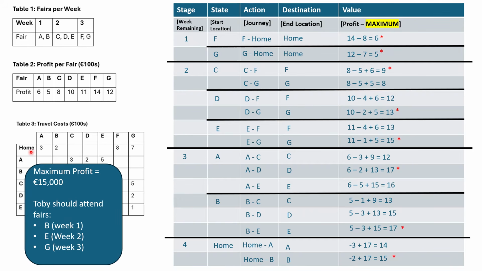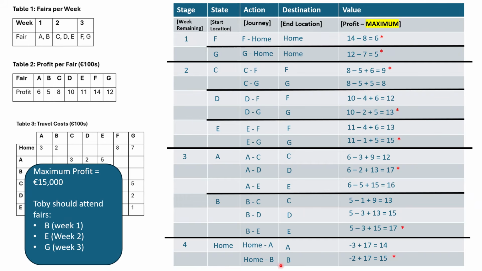So the cost to go from home to A is 3, and then we add on the optimal value if we were at A, which is 17, which gives us 14. And then home to B, which is 2, so minus 2 plus 17, which gives us 15. So our optimal value is 15. So this means our maximum profit is 15.